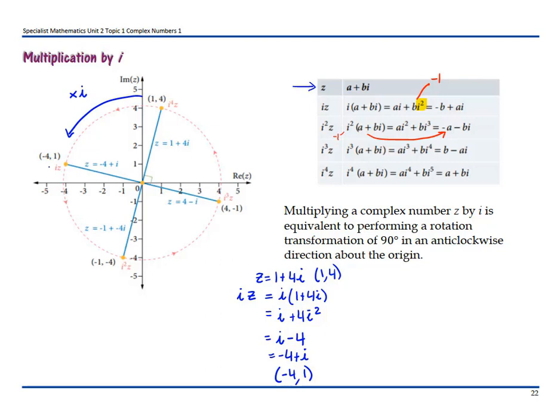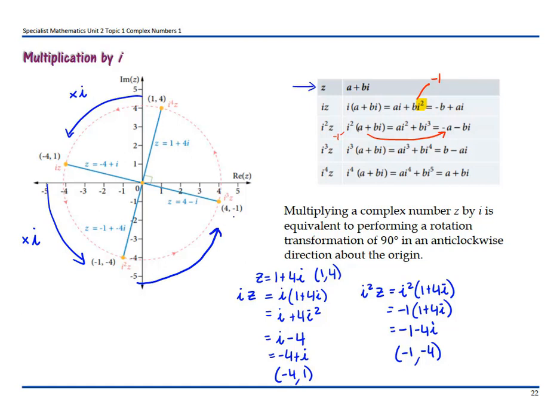Okay, if I multiply by i again, so if I do i squared z, that would be i squared times 1 plus 4i, which is -1 times 1 plus 4i, which is -1 minus 4i. If you think about that as a coordinate, it's -1, -4. So you can see I've moved down to -1, -4. So that's when I multiplied by i again. Multiply by i again, and I end up at 4, -1. Multiply by i again, and I end up where I started.